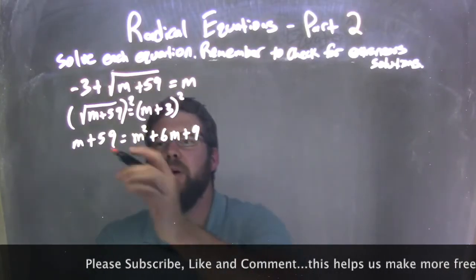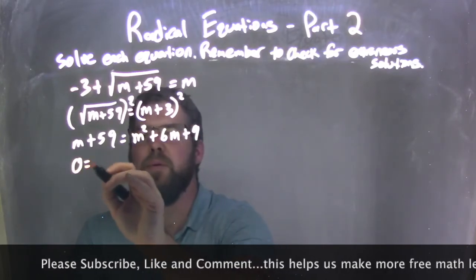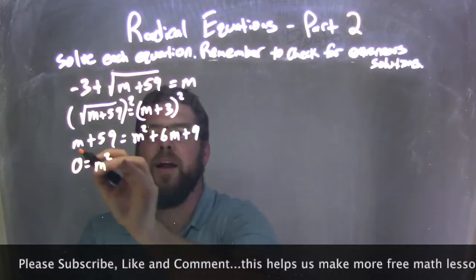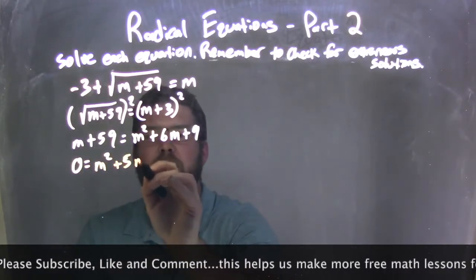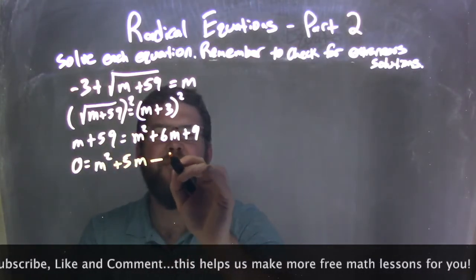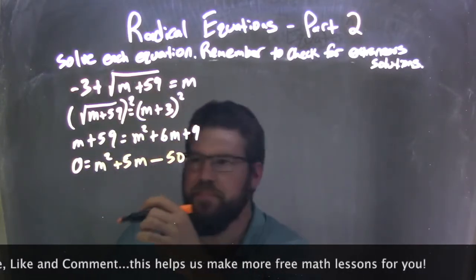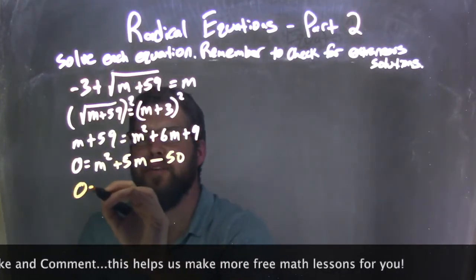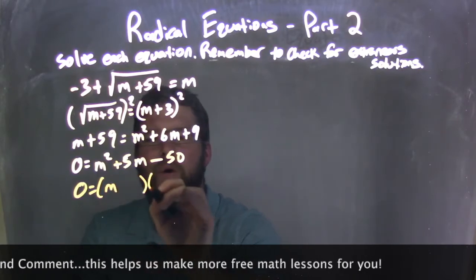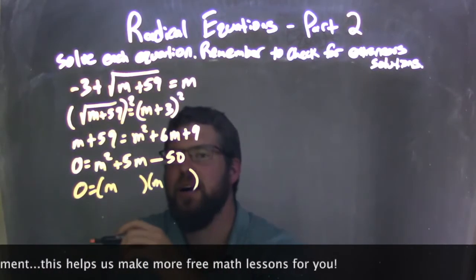Okay? Now we're going to subtract both sides by m and subtract both sides by 59. That leaves me with m squared, 6m minus 1m is plus 5m, and I subtracted 59 from both sides, and we get a minus 50 here, right? 9 minus 59 would be negative 50, right? So now I need to factor this out. Well, what two numbers multiply to be negative 50 but add to be positive 5?